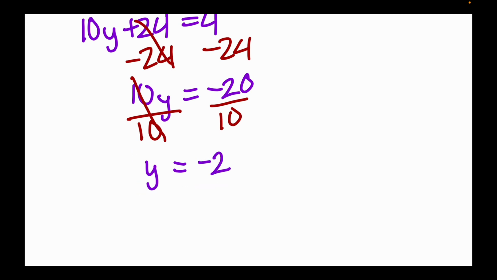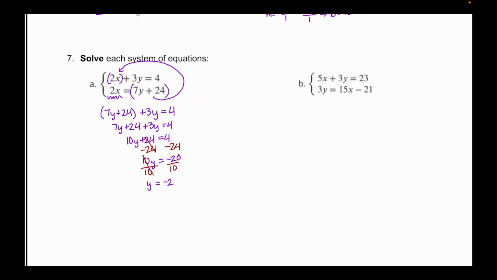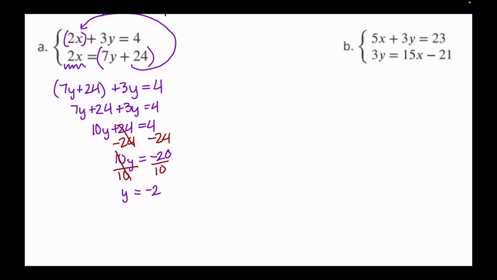So, oh, I'm not done yet. I can't put a box around that. That's only half my answer. Now I need to go and find the answer for x. So I'm going to come back up here. We're going to use the equation we used originally to do the substituting. So that's 2x equals 7y plus 24.